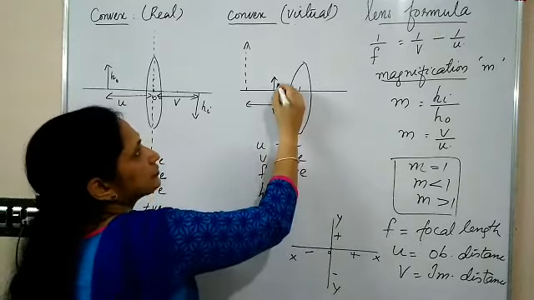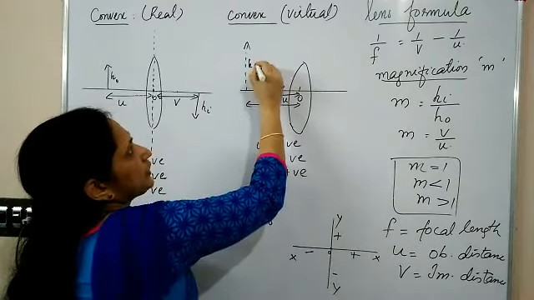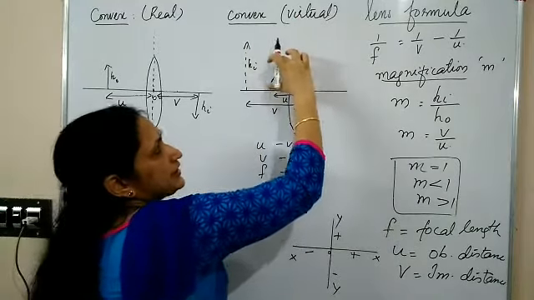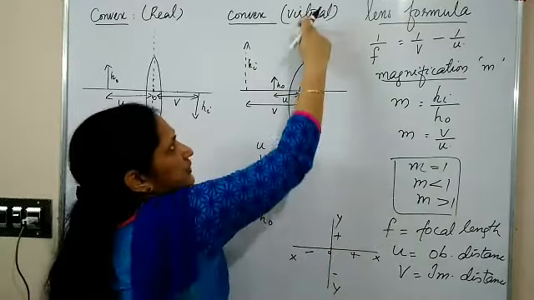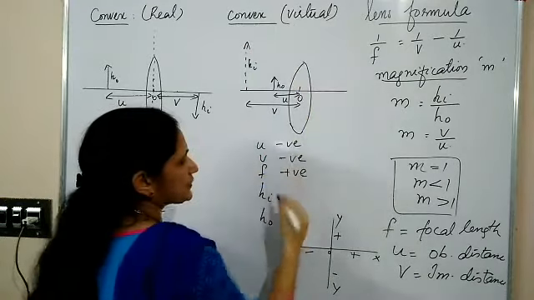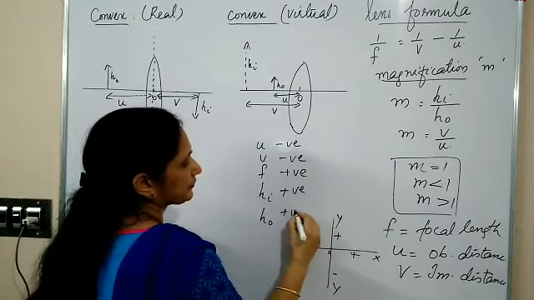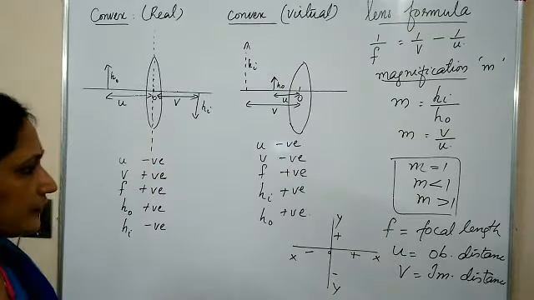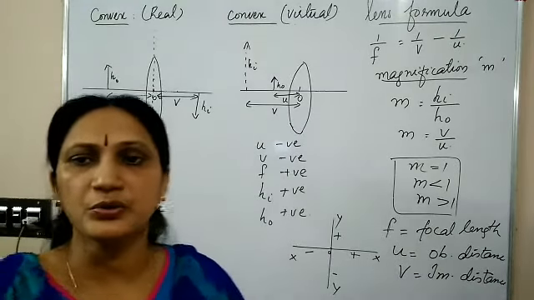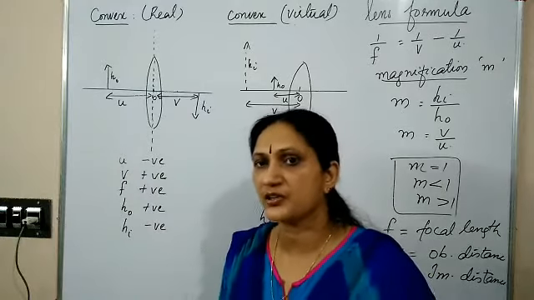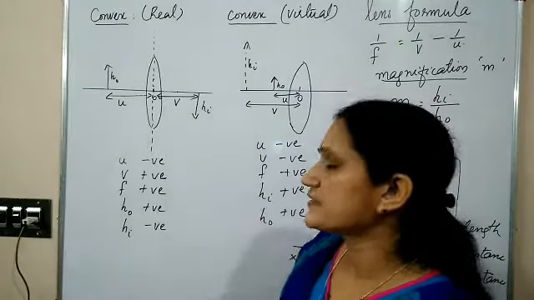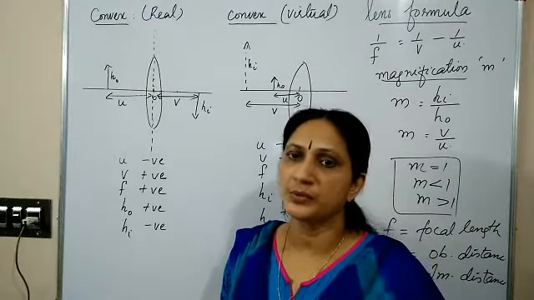Then the height of object and height of image are both on the positive side. They are vertical distances, so the y-axis is to be considered. HO comes on the positive side, HI also positive. So both are positive. Okay. So this is the way to decide the sign for U, V, F, HI, HO for a convex lens. Remember, you have to apply this sign while solving the numericals.